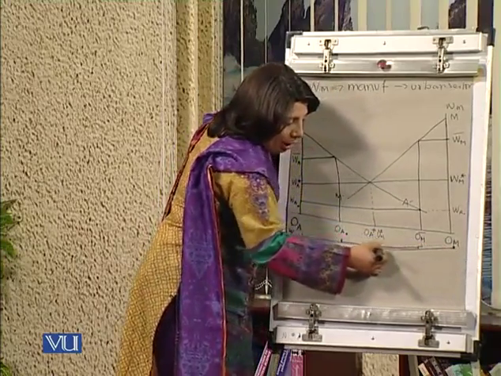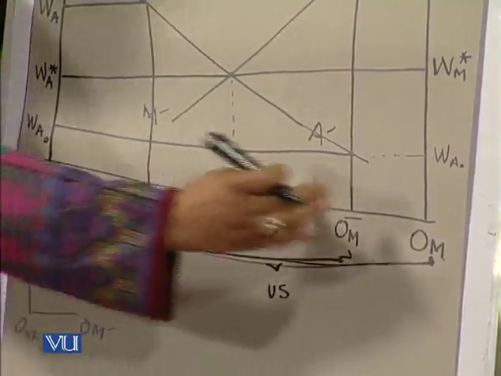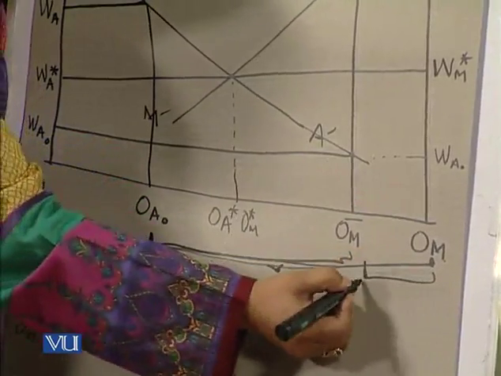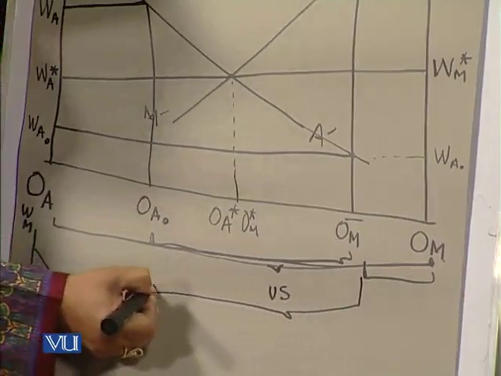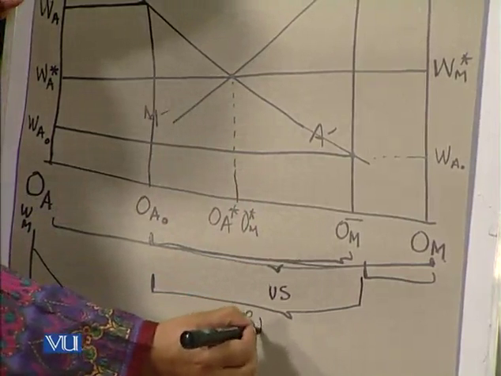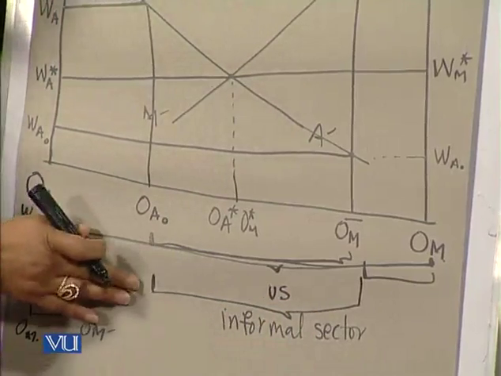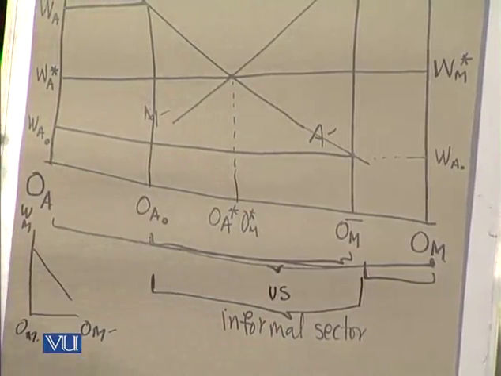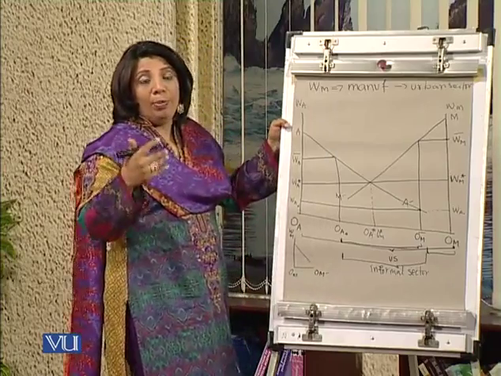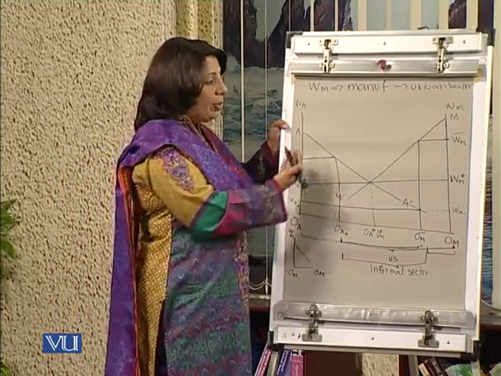let me tell you another thing: this distance is the overall number of people who will be working in the urban sector, right? And this section has been absorbed in the formal sector, whereas this whole difference between OM bar and OA naught will be employed by the informal sector in the urban area. So all these people will be absorbed in the informal sector of the urban area, right? And they can be unemployed, or if they succeed in getting employment, then they will be employed in the informal sector of the economy. So this is how this overall migration process can be explained using this diagram.